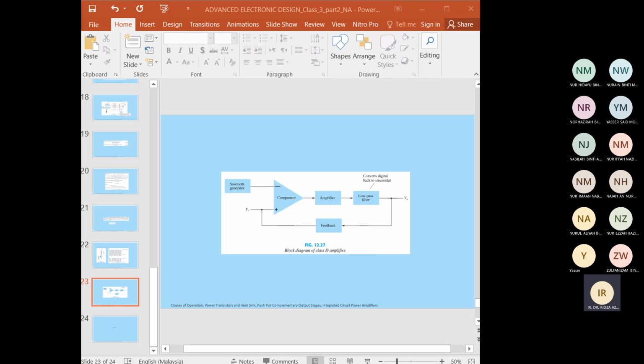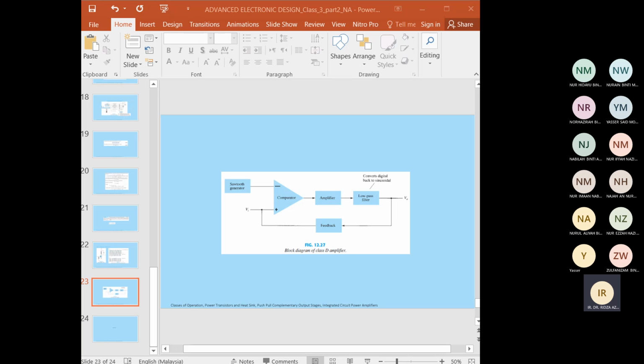In terms of efficiency, Class A maximum efficiency is just 25%, without using the transformer. While by using the transformer, it can be extended up to 50% in terms of efficiency. That is for Class A. While for the Class B, the maximum efficiency can rise up to 78.5%.